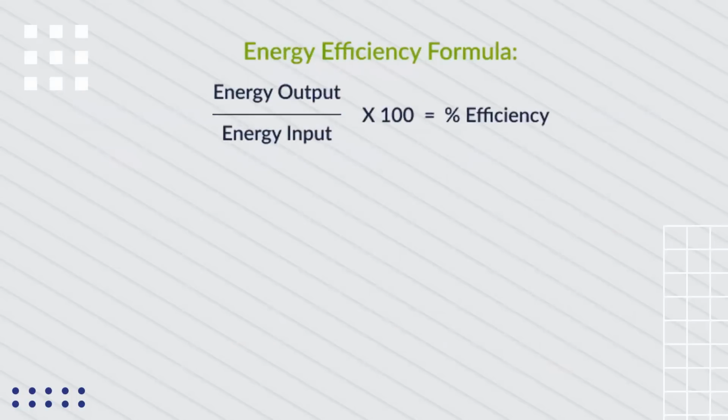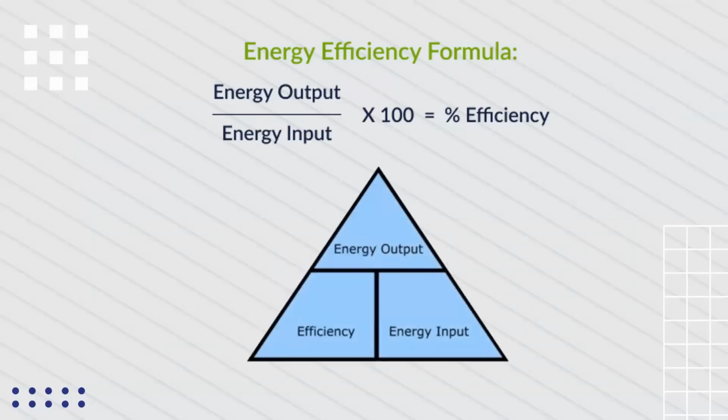To solve for this, you have to remember the energy efficiency formula, which is energy output divided by energy input times 100. And you will be able to solve for the percent efficiency. So, for you to remember it, use the triangle or the pyramid. Energy output is in the topmost part of the triangle. On the left side is the percent efficiency, and on the right side is the energy input.